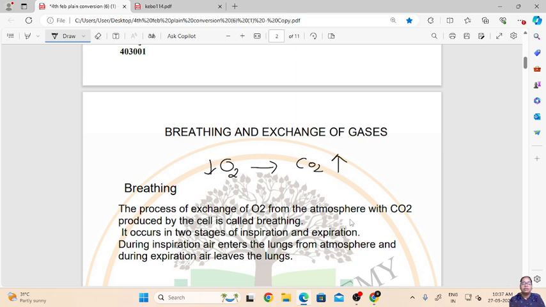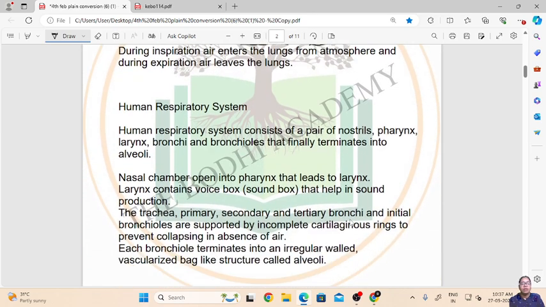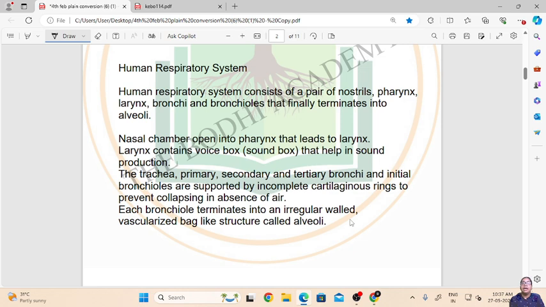So breathing takes place in two stages, that is inspiration and expiration. Inspiration is the taking in of air, that is taking in of oxygen. So this step is called inspiration. And giving out of carbon dioxide is called expiration. So when these two steps, inspiration and expiration, take place together, this process is called breathing. This process takes place in our lungs. So now let us see where this breathing happens.